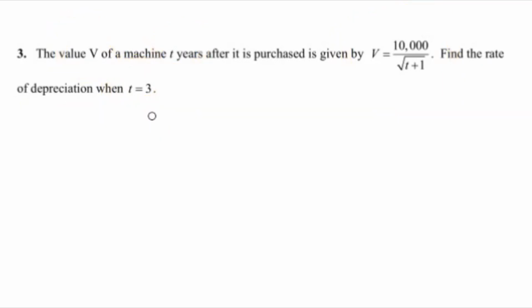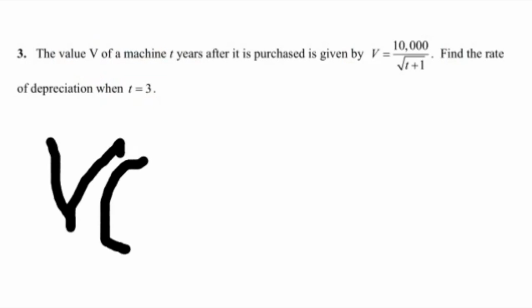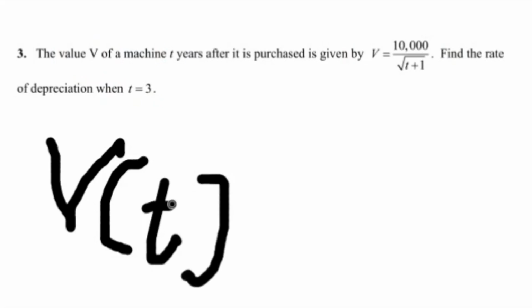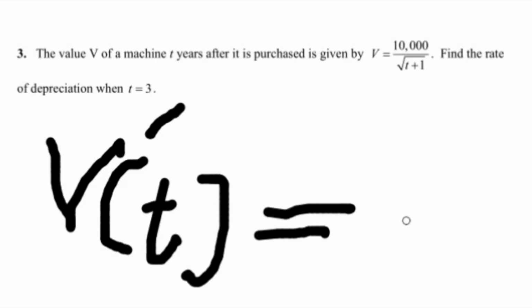The first thing we need to do is find the derivative of V. So we write V of t, don't forget to dot your i's and cross your t's. We make it a derivative with an apostrophe, and put an equal sign so we know it's equal to something.